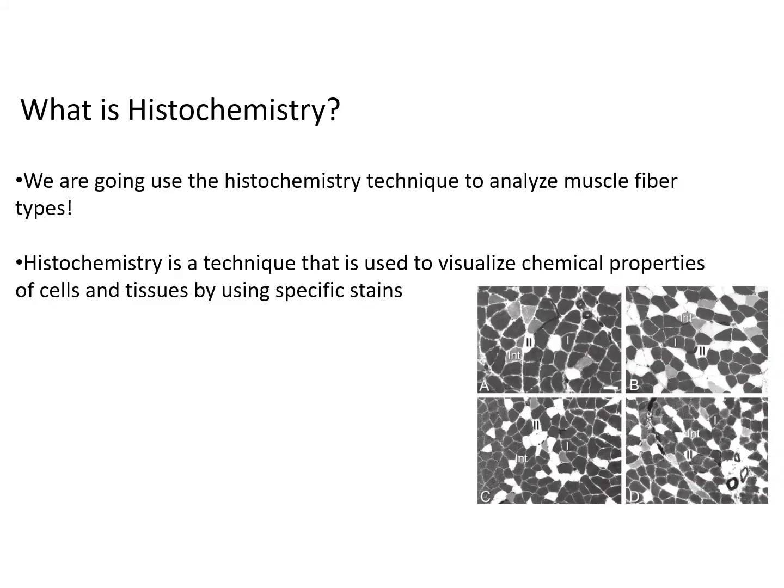In the Labster simulation, they're going to ask you to stain the muscles, and within the simulation they talk about the technique that you're going to be using, which is the histochemistry technique. Histochemistry is a technique that's used to visualize the chemical properties of cells and tissues, and they use special stains to see that.